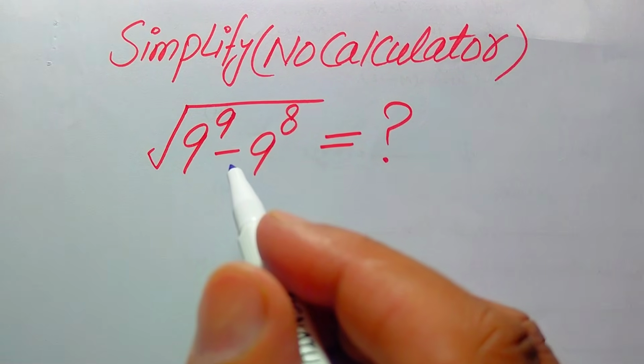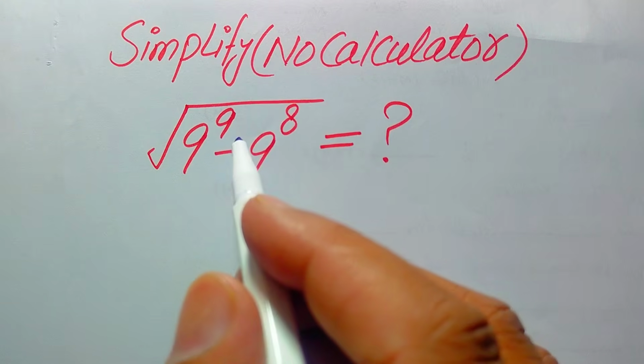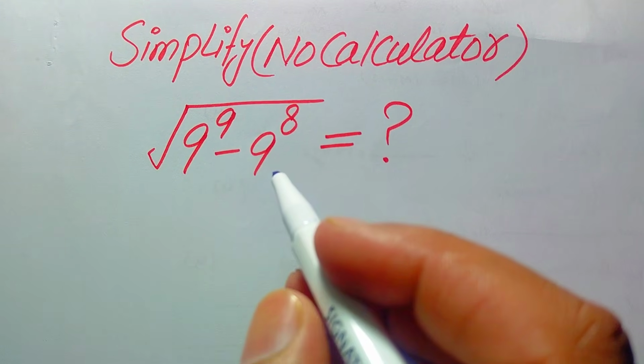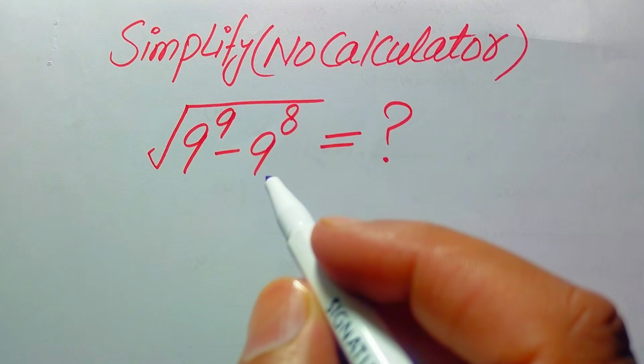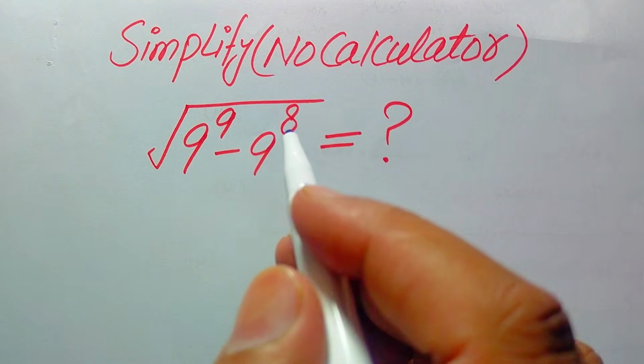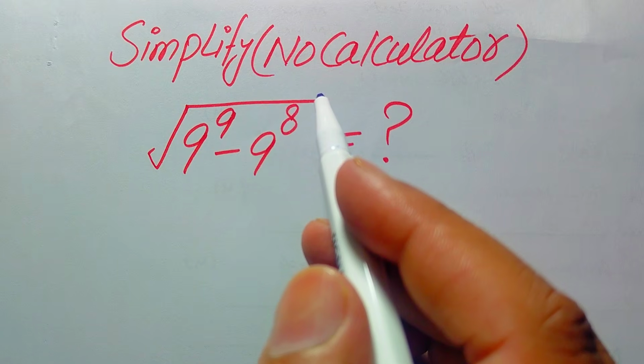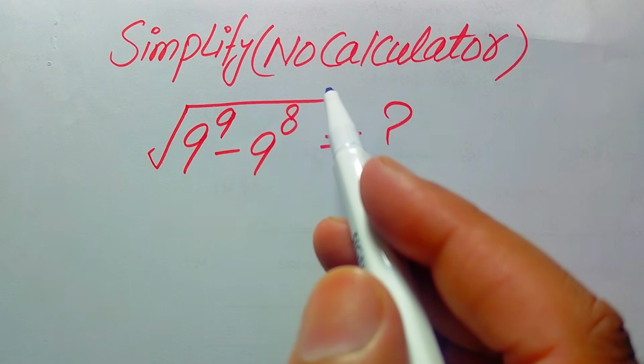Here we have a nice algebraic expression: the square root of 9 to the power of 9 minus 9 to the power of 8, and we write this algebraic expression in simplified form. But remember one thing: a calculator is not allowed in this problem. This means that we need to show all of the working on this paper.